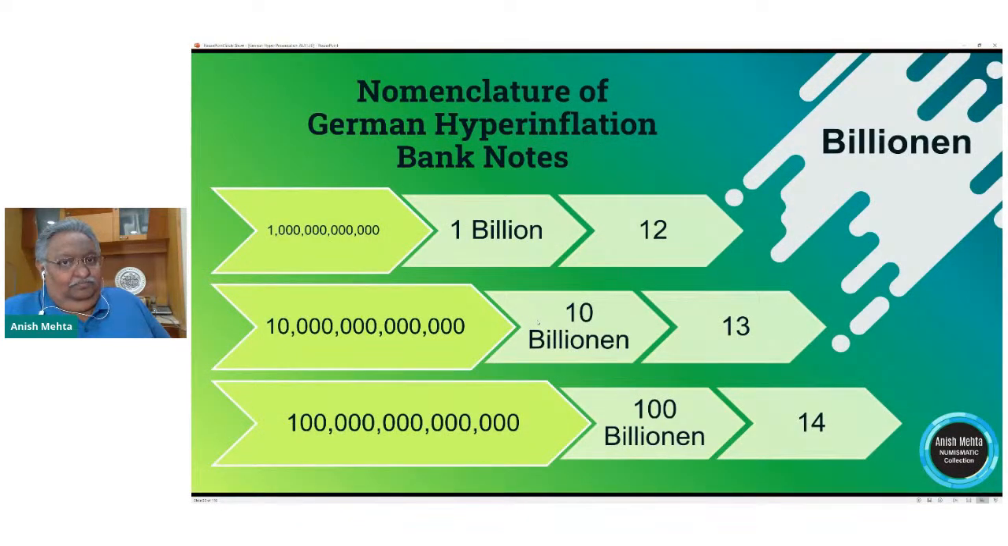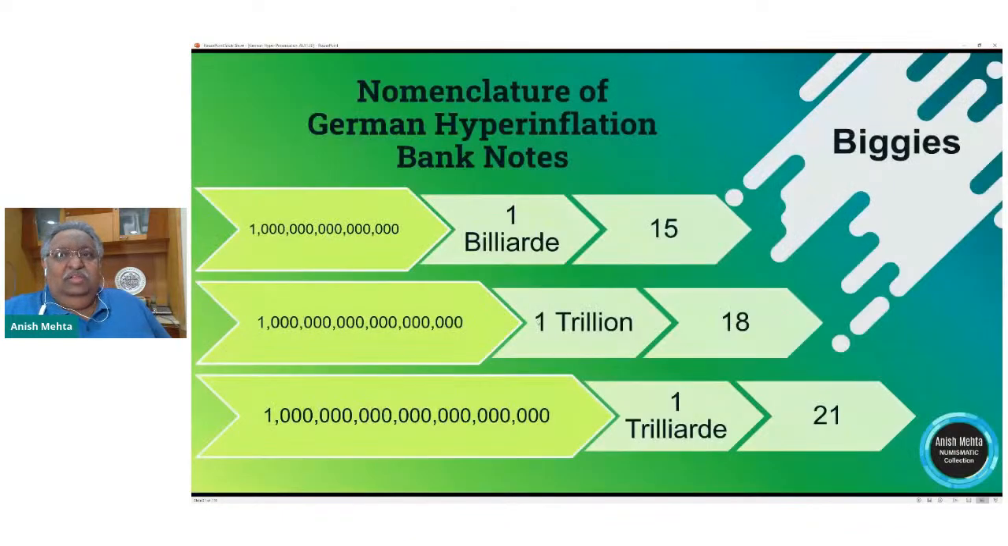The next is billion, which is 1 billion. In Germany, it was known as 1 billion, but in today's time, when you convert it, we term it as 1 trillion, which has 12 zeros. 1 followed by 12 zeros. 10 billion has 13 zeros, and 100 billion has 14 zeros. The next levels are the higher denominations. There are no banknotes issued within this range, but these were the terminologies used.